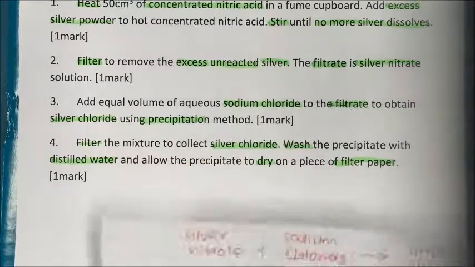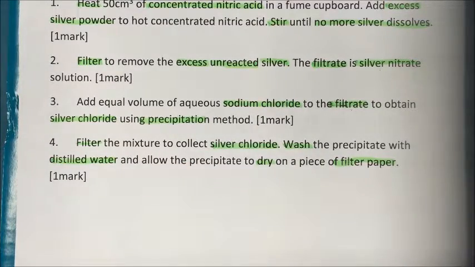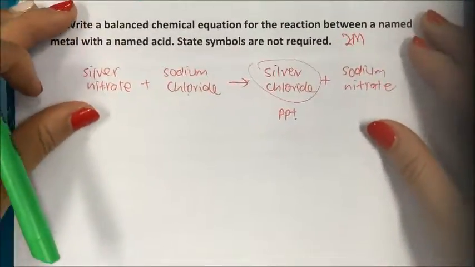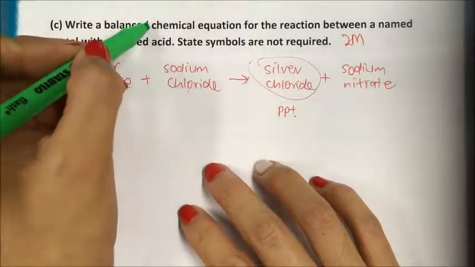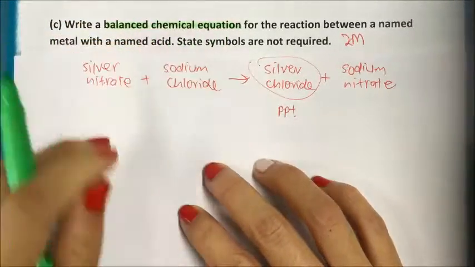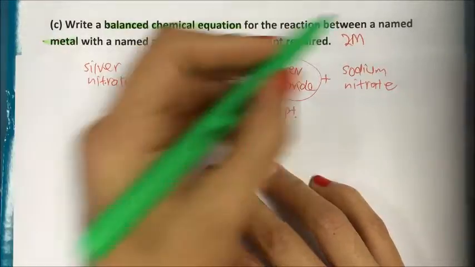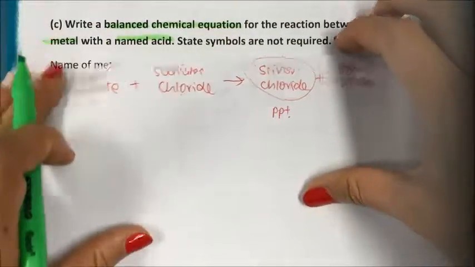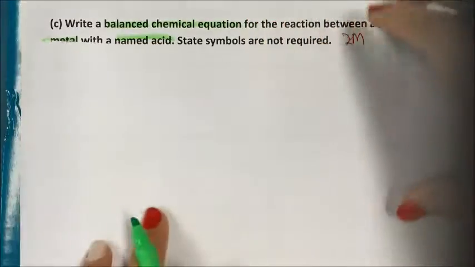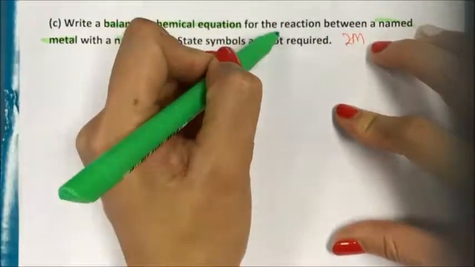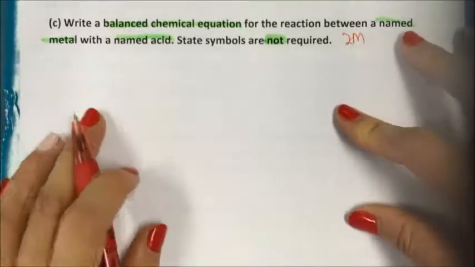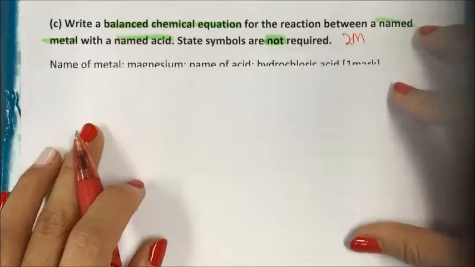Alright, and the last part, part C. You are supposed to write a balanced chemical equation for the reaction of a named metal and a named acid. So you can use any metal or any acid. And they tell you that state symbols are not required. This question is 2 marks. So how do you get your 2 marks?